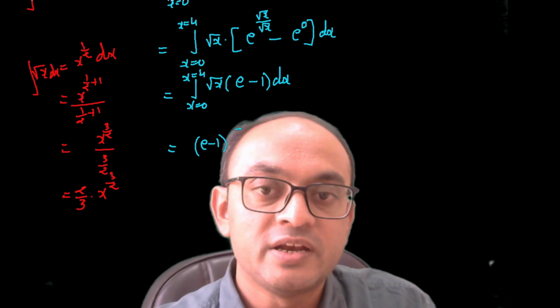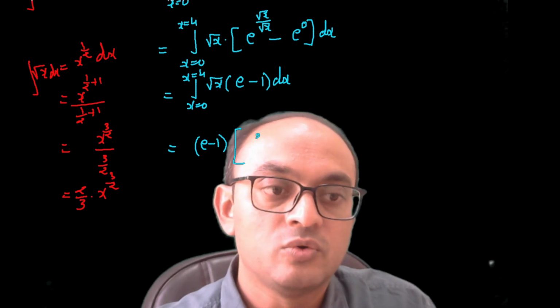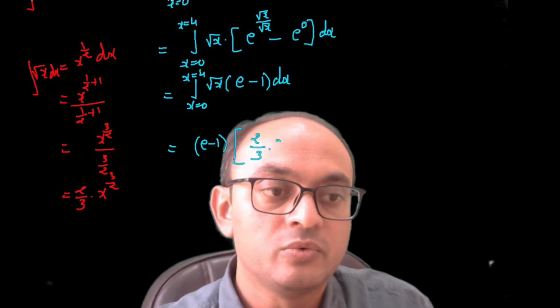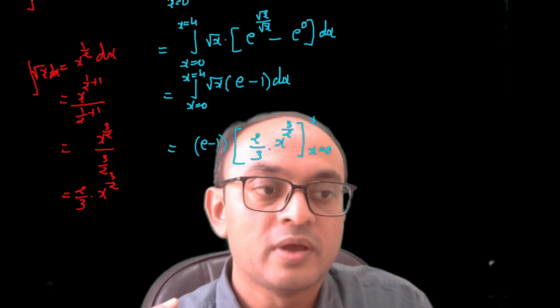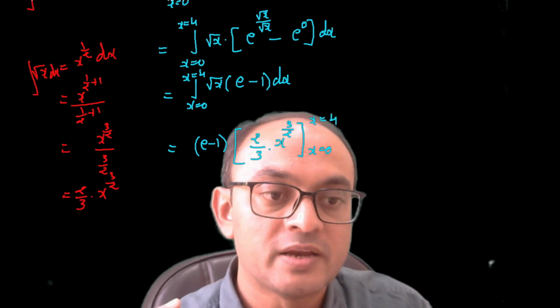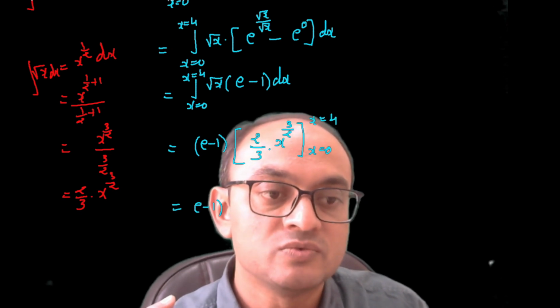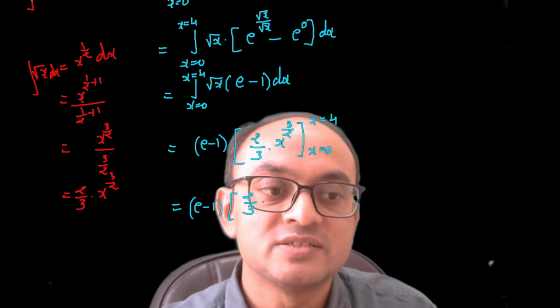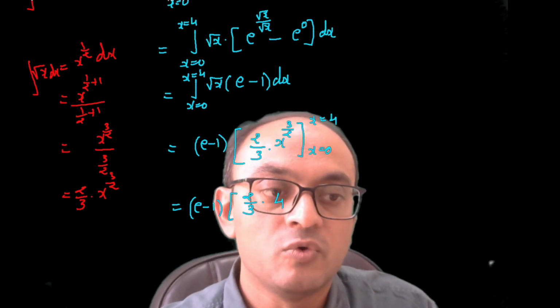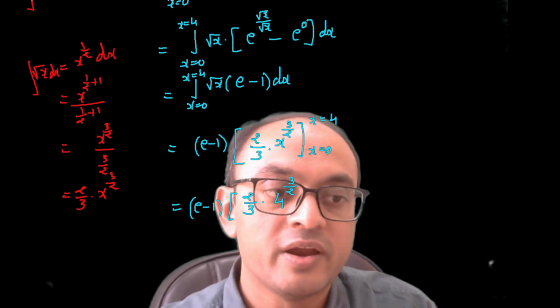Therefore, what is the integration of root x? 2 upon 3 into x raised to 3 by 2 from the limit x is equal to 0 to x is equal to 4. And so this is e minus 1 into 2 upon 3 into, when x is equal to 4, this becomes 4 raised to 3 divided by 2.